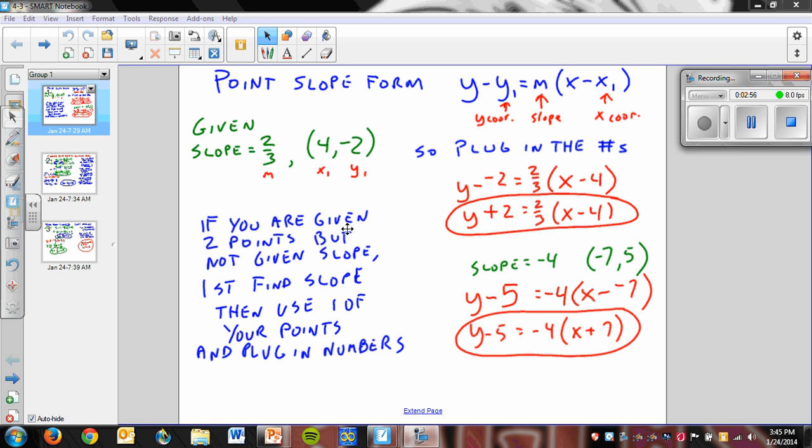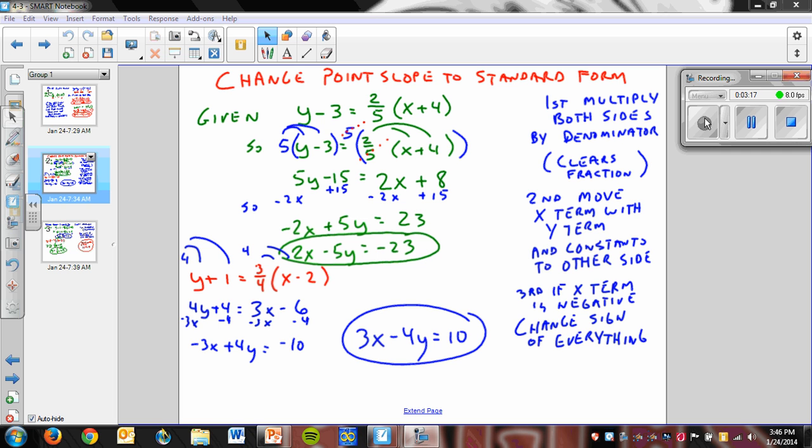If you're given 2 points, but not given a slope like we had on the other one, find the slope and then plug in the numbers. Like what we did last week, you'll find the slope using your 2 points, and that gives you m. Take m and one of the points, it doesn't matter which one, and you can write your point slope form. It'll also have you change point slope form to standard form. Quick reminder, standard form is ax plus by equals c.